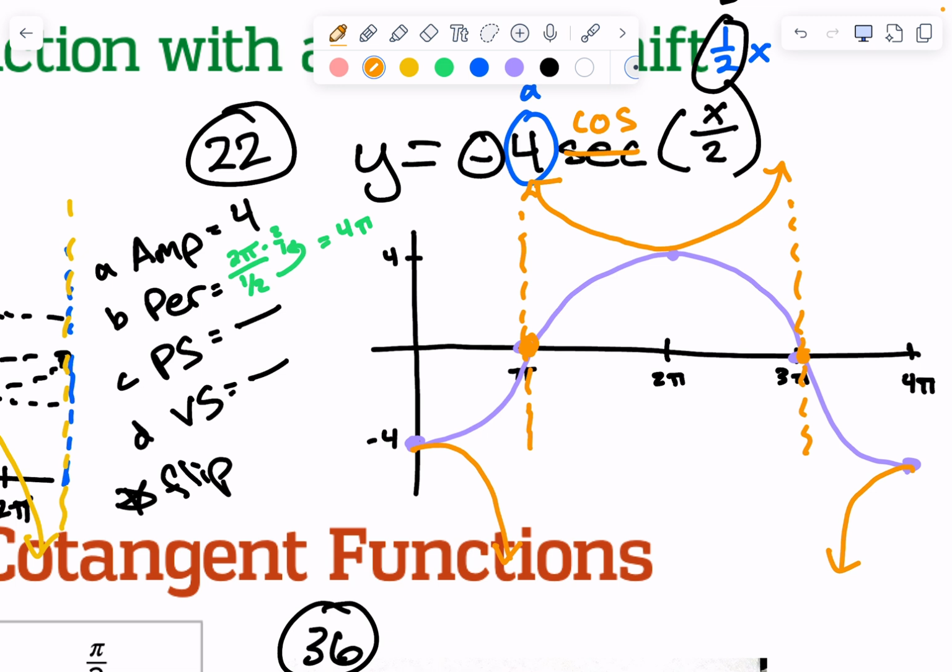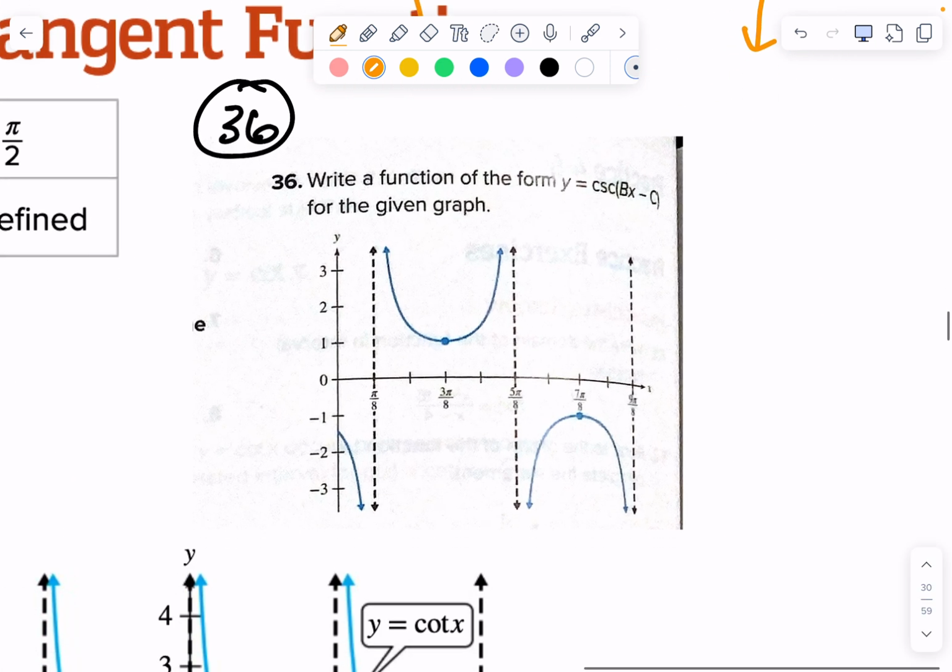Let's go to 36 and then we'll bump back to 20 because I don't have 20 written down. Okay? Are we good on 22? Are we good on 22? Okay. 36 is a little bit different.